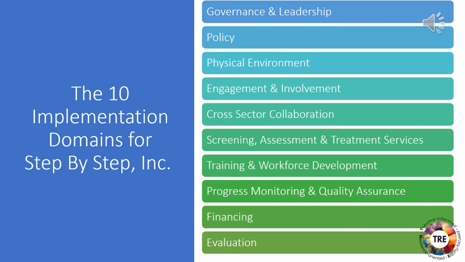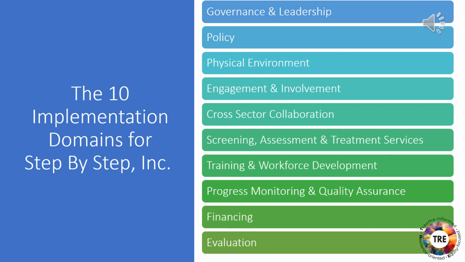The 10 implementation domains for Step-by-Step Incorporated. Governance and leadership. The leadership of the organization is implementing a trauma-informed approach. There is an identified point of responsibility for overseeing that this trauma-informed approach is carried out. An agency employee with knowledge of trauma-informed care is in place to initiate a system change. Policy. The agency has written policies and procedures that reflect a trauma-informed approach within their work. Physical environment. The environment of the agency ensures that the physical environment promotes safety and collaboration. The setting of the agency is safe, inviting, and poses no threats.